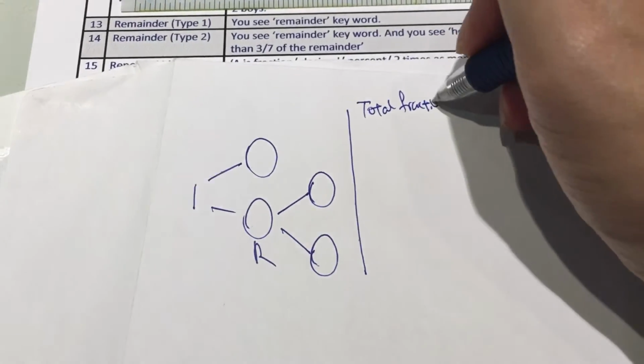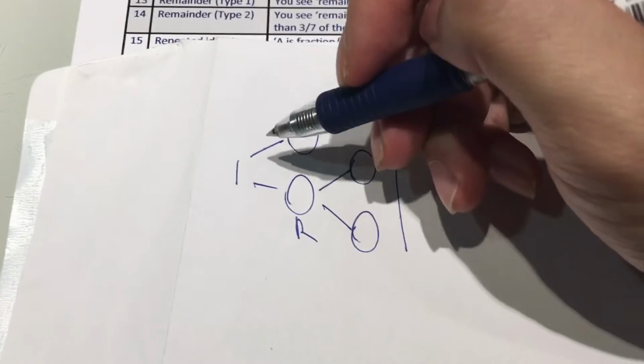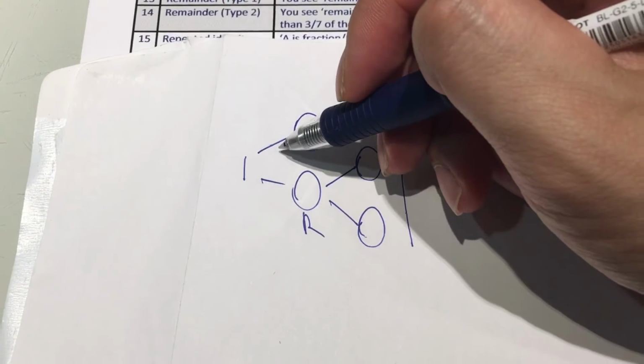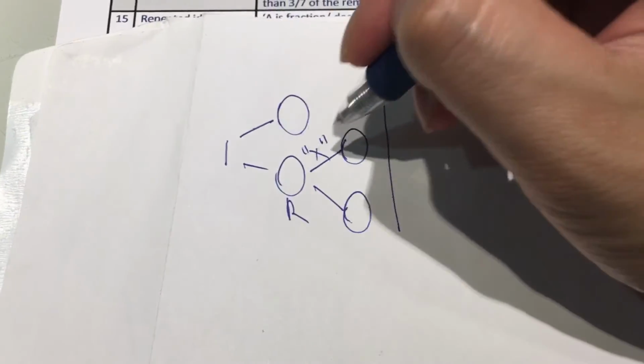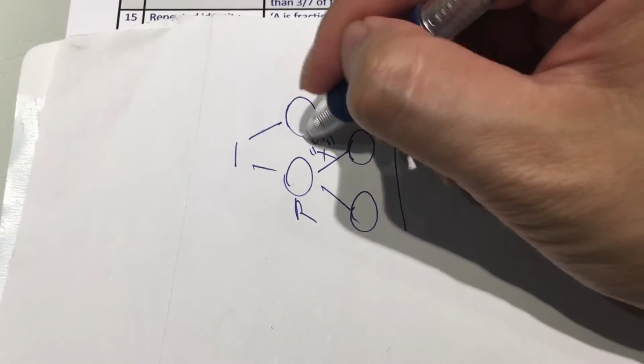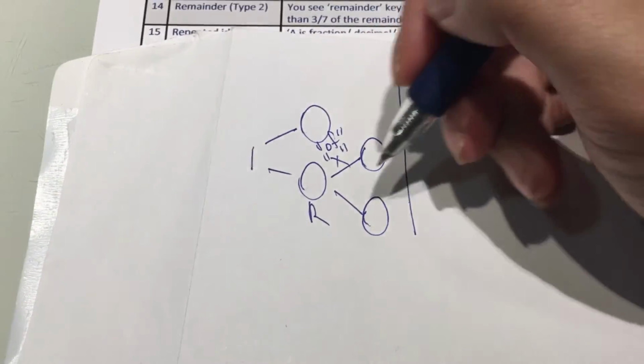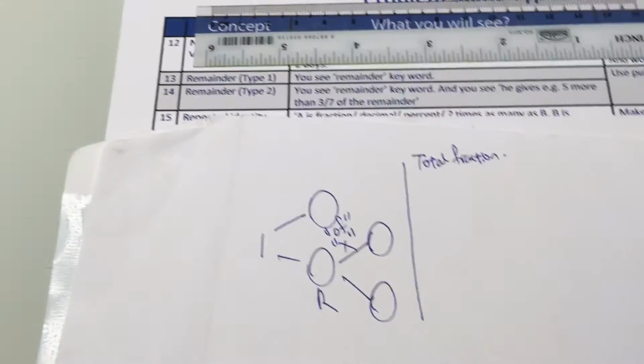A few things to note here: one of them is that a branch is a times, and it can also mean of. So of is a times.